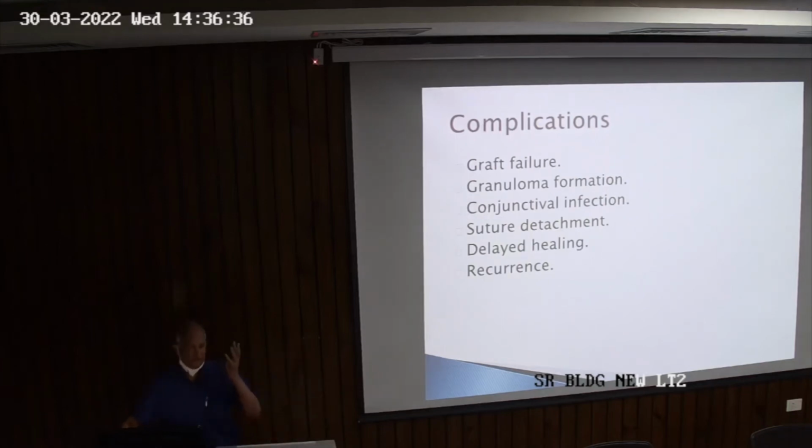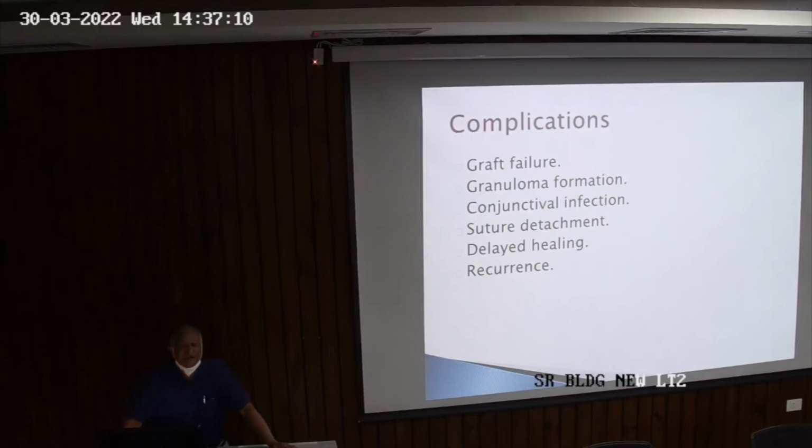So three things. It can get infected, there is cystic degeneration, first it will form the cyst, or it can change into a malignant form also. These are the fates of the pterygium. After the surgical technique, what complications can there be? Graft failure, the rejection of the graft, granuloma formation, conjunctival infection, suture detachment, delayed healing. These are some complications.